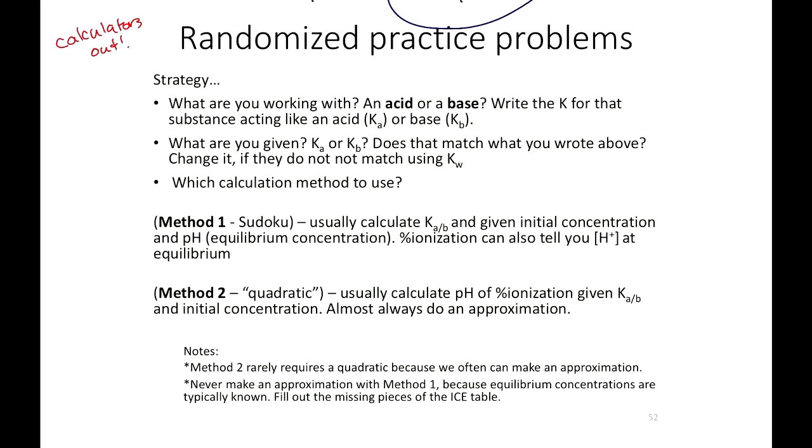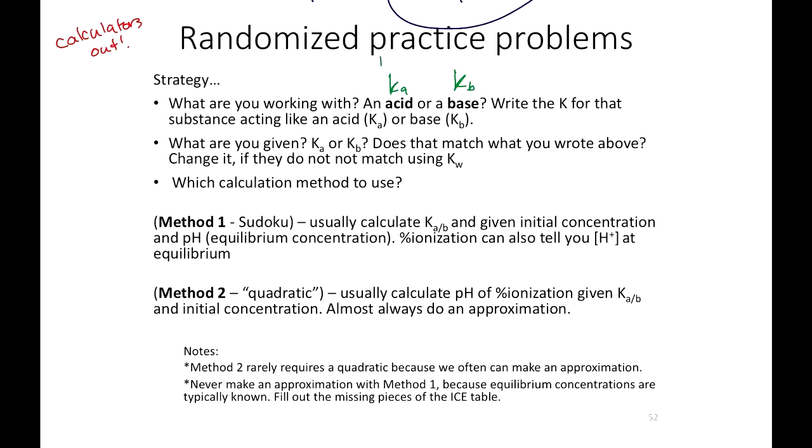All right, so randomized practice questions. So ask yourself, am I working with a weak acid? If you are, then it probably makes most sense to work with the Ka expression. If you're working with instead a weak base, it makes more sense to use the Kb expression, all right? So remember how we can identify a weak acid versus a weak base.